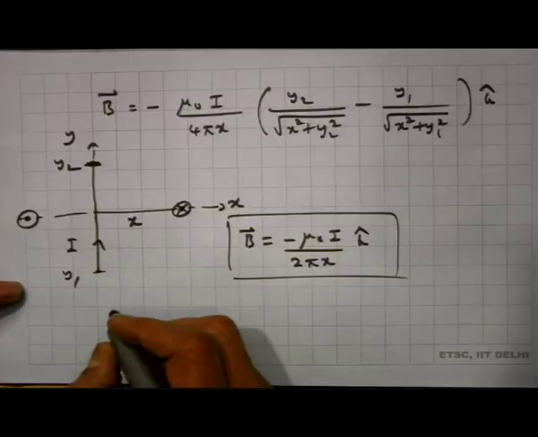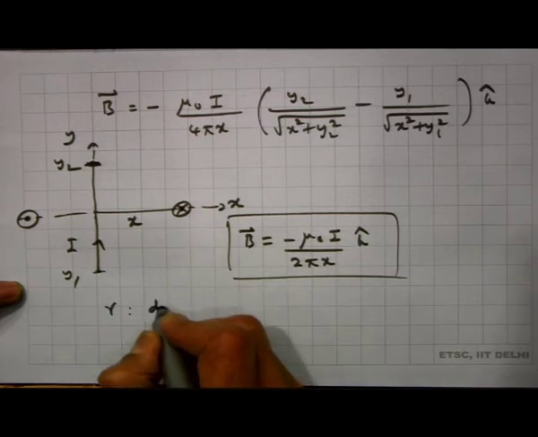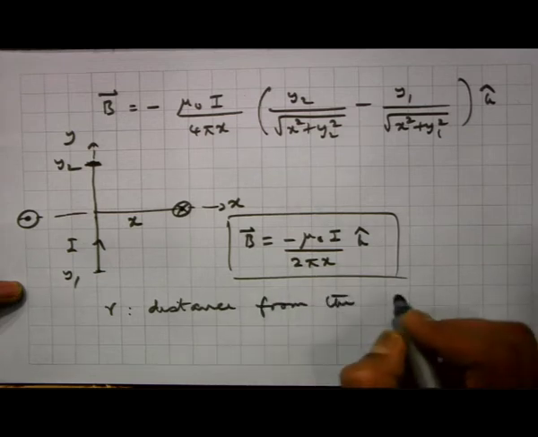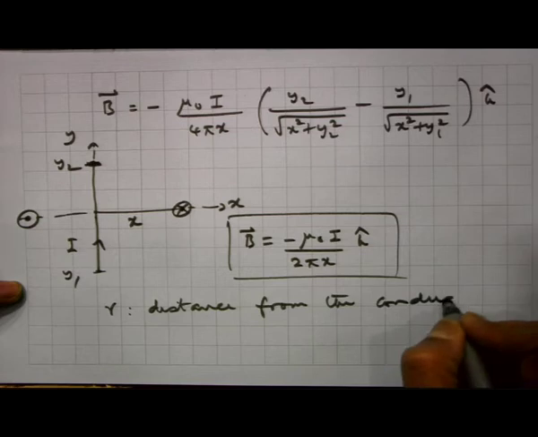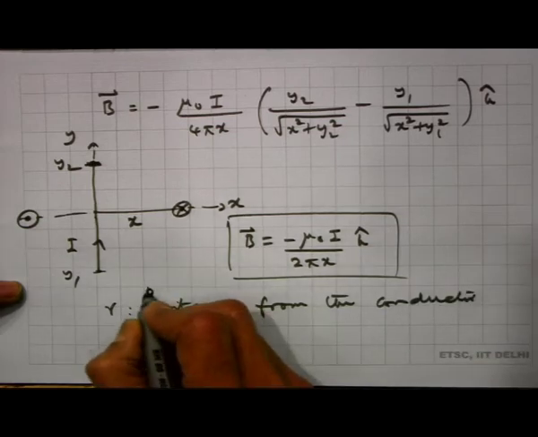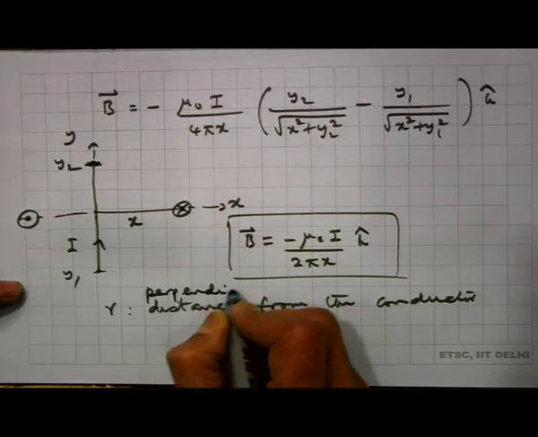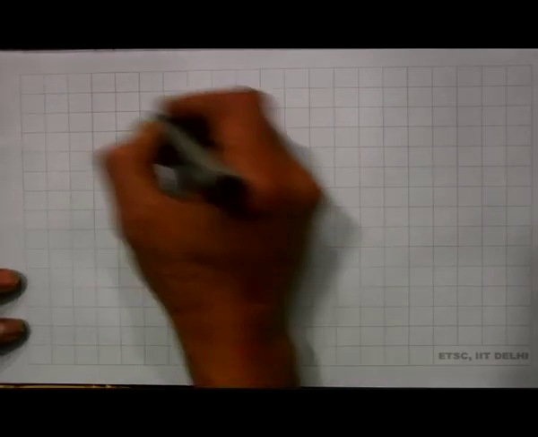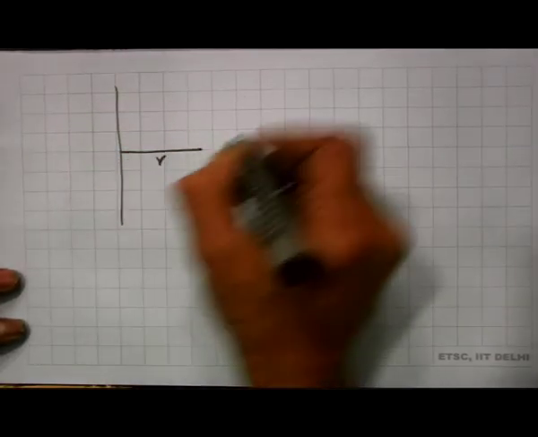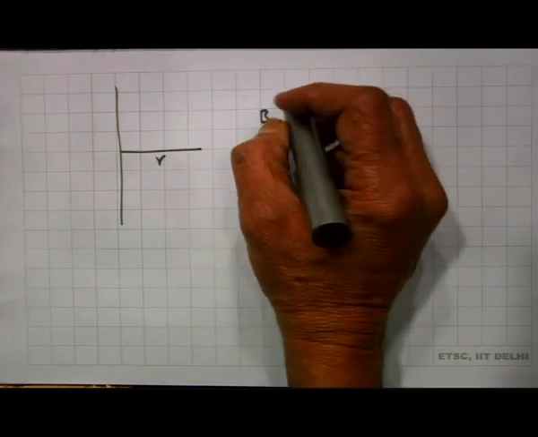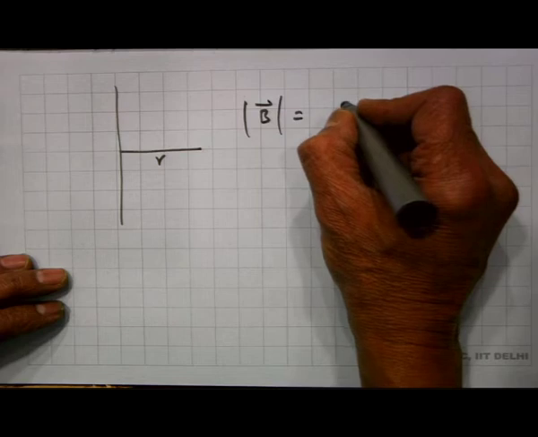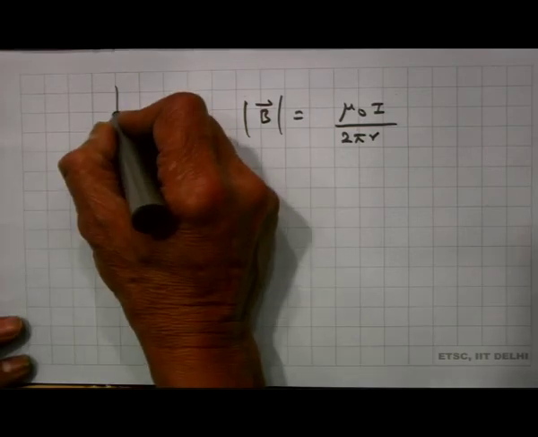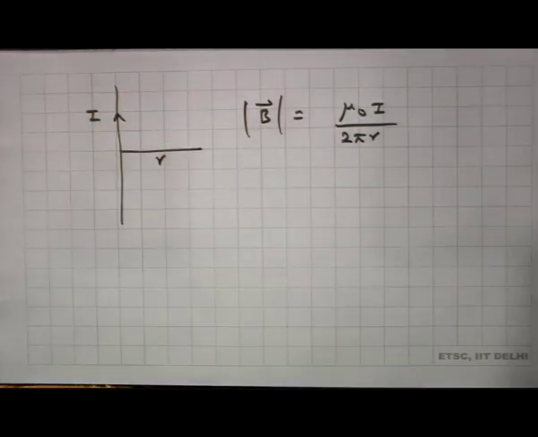So, if I call r the perpendicular distance from the conductor, then I can replace x by r, and so if I have my current carrying conductor at distance r, the B vector magnitude will be nothing but mu naught I by 2 pi r. And I must know the direction of the magnetic field by knowing the direction of the current and using the right hand screw rule.